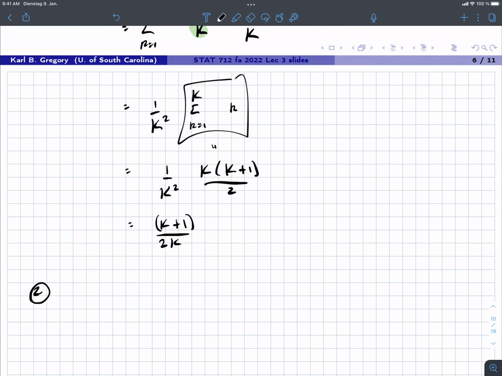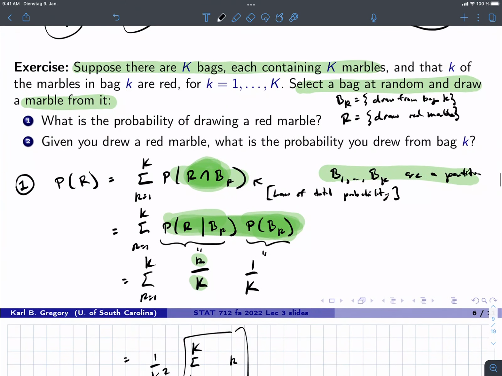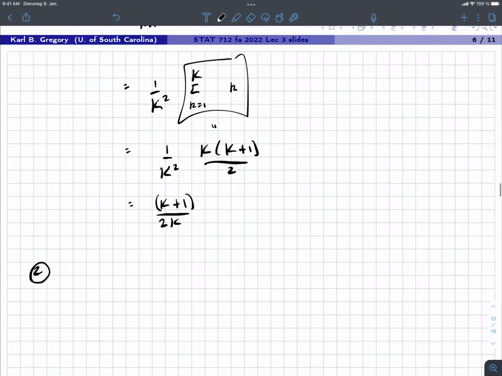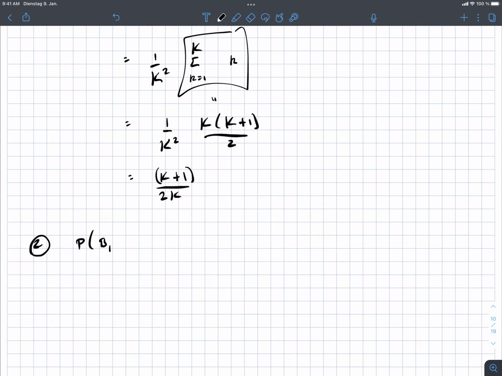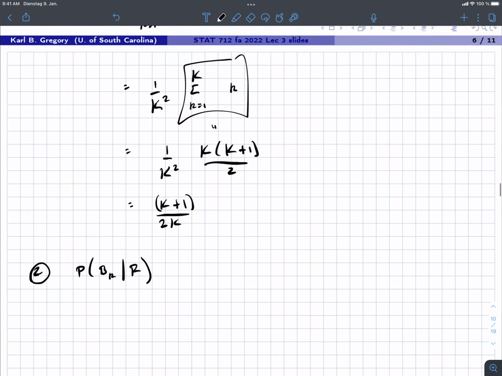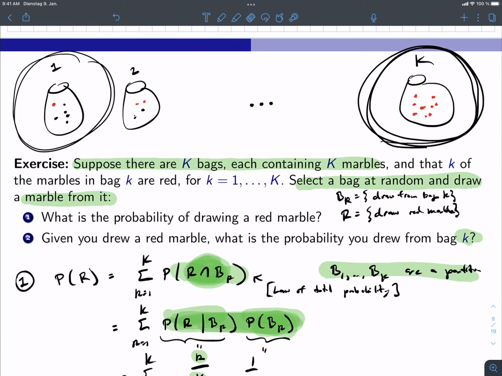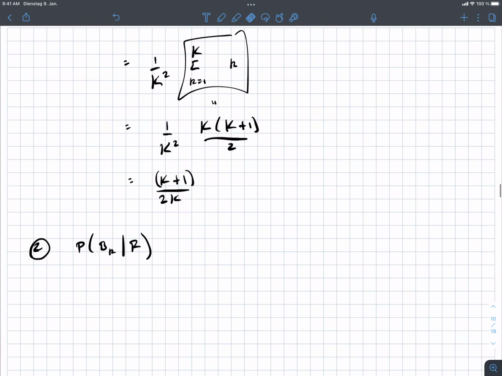So that's number 1. Let's look at number 2, where we could use Bayes' rule. Let's say I played this game, or maybe you played this game and you show me that you drew a red marble, and I want to know what is the probability you drew from bag little k, given that you got a red marble? If you got a red marble, it's most likely that you drew from this bag because it's full of red marbles, and least likely that you drew from this bag. But how do we compute those probabilities? We can use Bayes' rule.